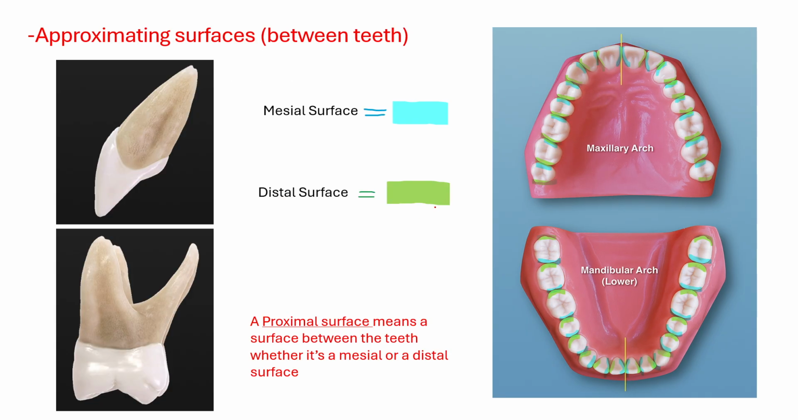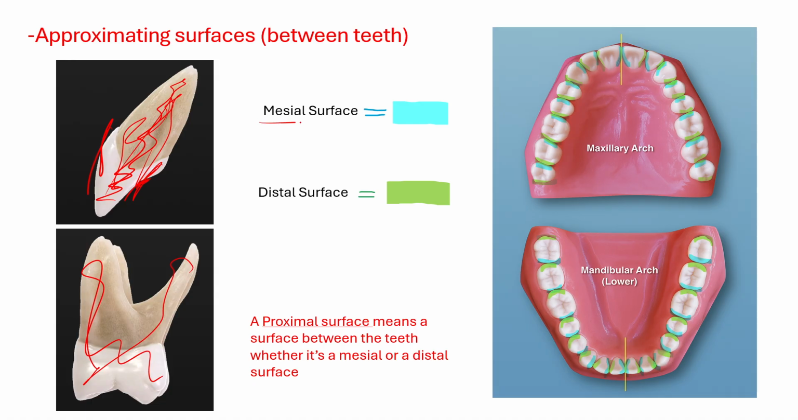And the approximating surface, the last of these surfaces, is the surface that is between the teeth. So it's not really the front, the outer surface, just right there. Or not even the inner surface, which is just over there. It's just the surfaces that are between the teeth. Right over there, right over there. So you've got two surfaces.